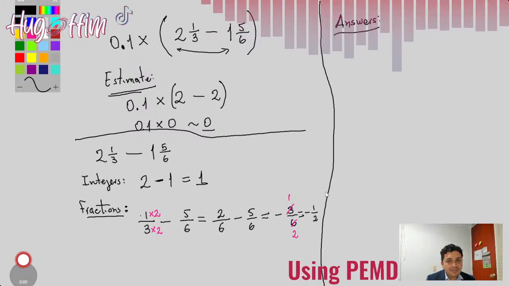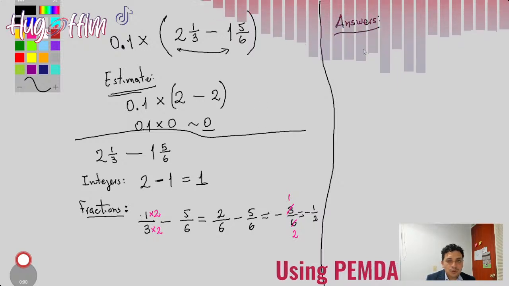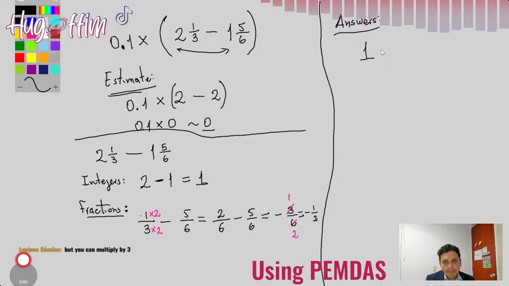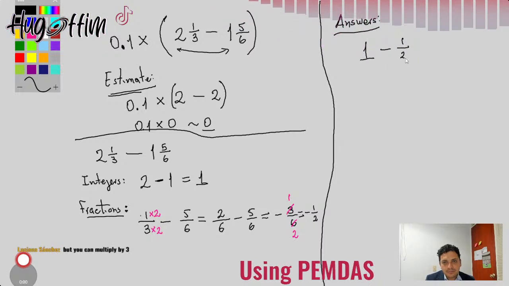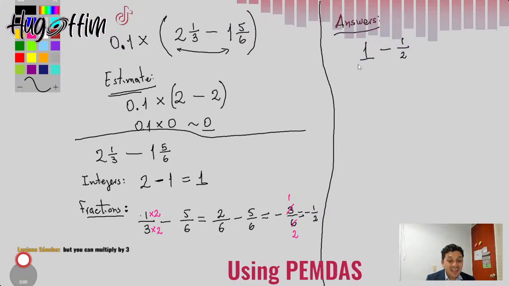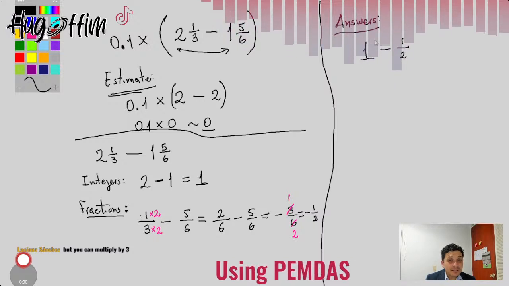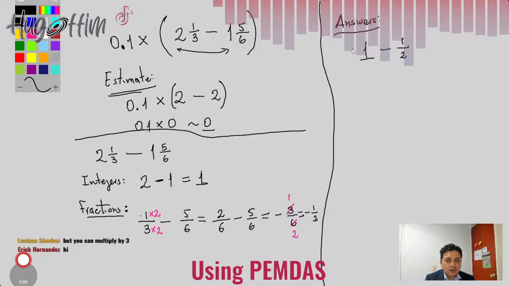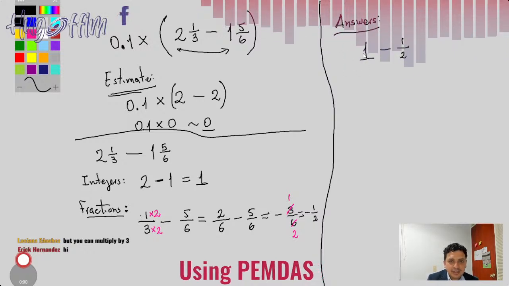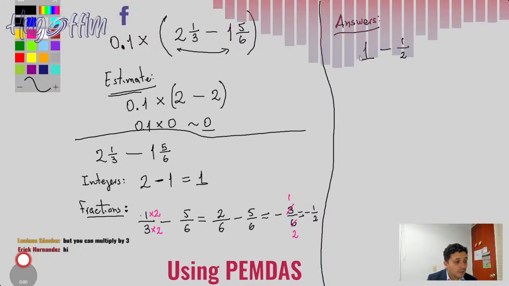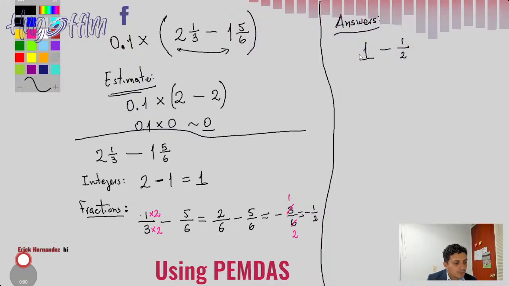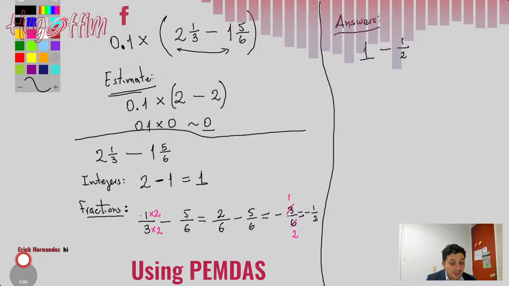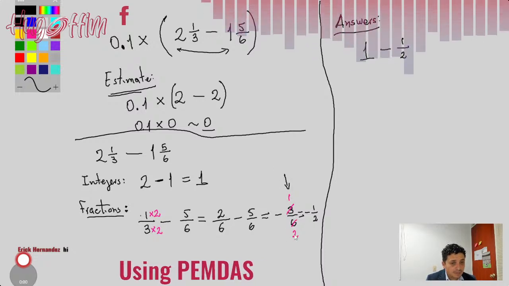So now that I have -1/2, I'm going to do 1, the integer, minus 1/2. In this case, observe that I just have one unit here. I don't have more than one unit. I don't have 20, I don't have 18, I don't have 50, I don't have 5. I have one unit here. I can divide by 3 here, this fraction. Simplified by 3.